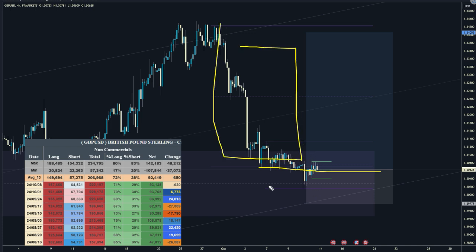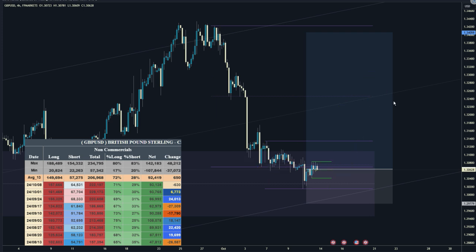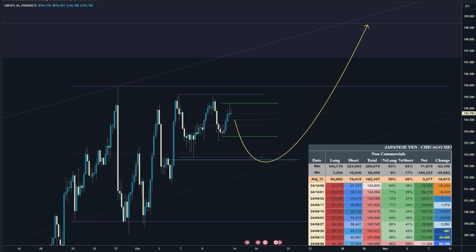Now we had this manipulation week, and now probably we could go up. But let's see, this is all still probability. Next one is the pound, yeah.